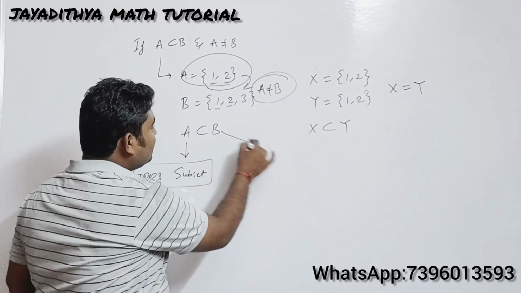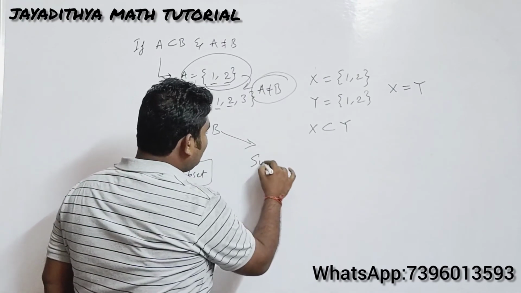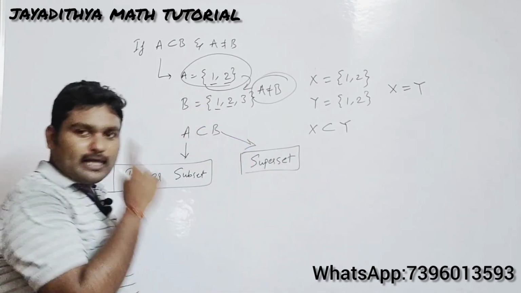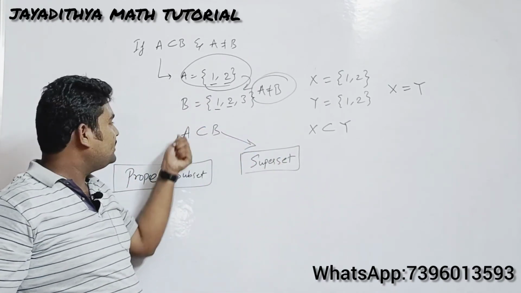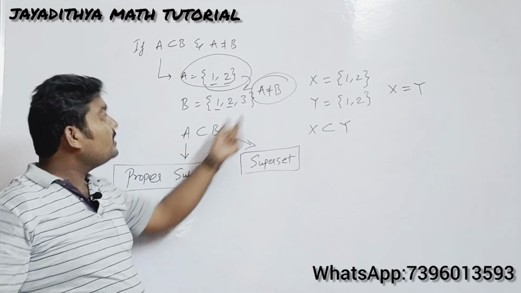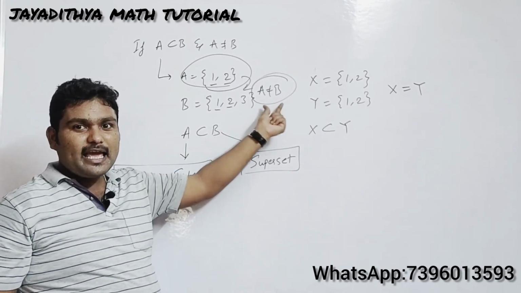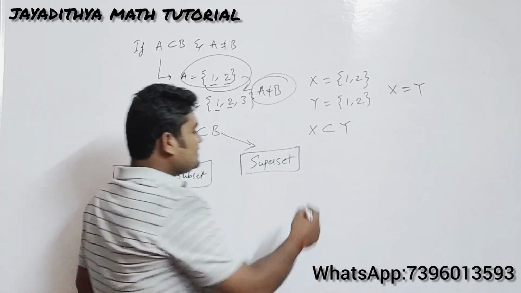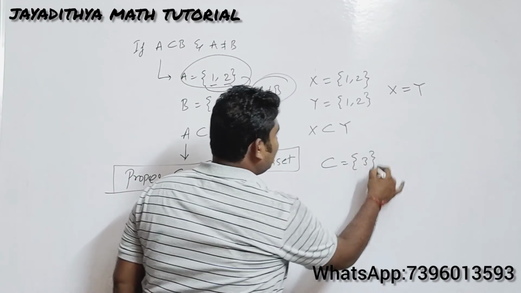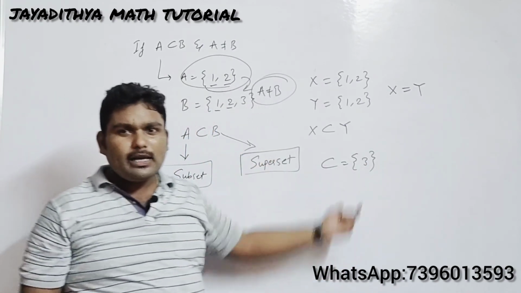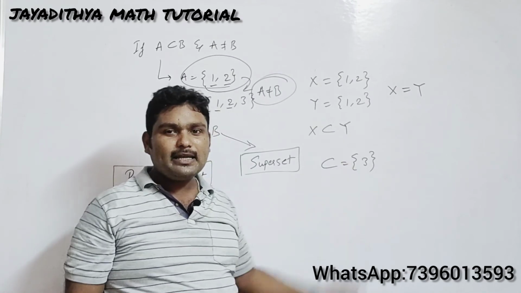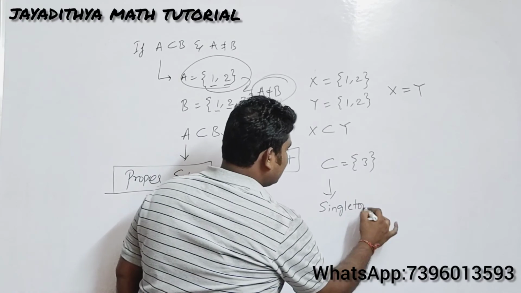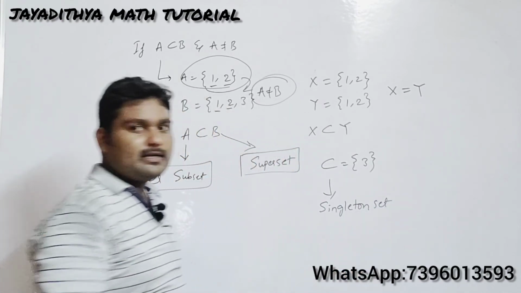And what about B here? B you can call as the superset of A. So B is the superset of A, and A is the proper subset of B, when the sets A and B are not equal. And you know one more thing also. For example, there is a set C which has only one element, 3. What do we call it? The set which contains only one element is known as a singleton set.